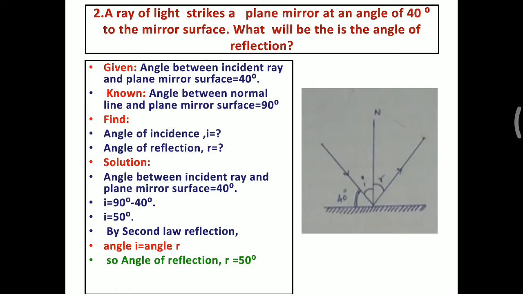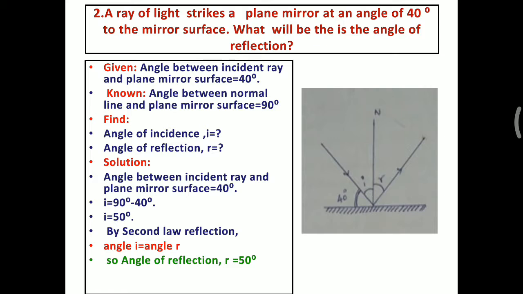The next question: a ray of light strikes a plane mirror at an angle of 40 degrees to the mirror surface. What will be the angle of reflection? In the solution, you have to draw a plane mirror and a light ray incident on it. The angle between the incident ray and the mirror surface is 40 degrees. Here they have not given the angle of incidence. They have given the angle between the incident ray and the mirror surface as 40 degrees. So what will be the angle of reflection?